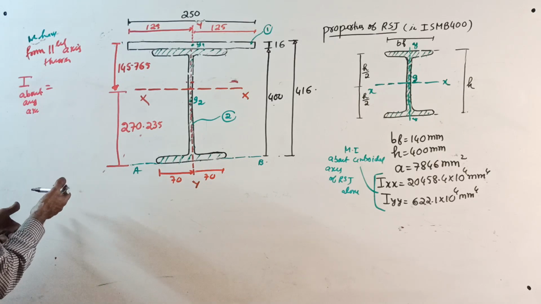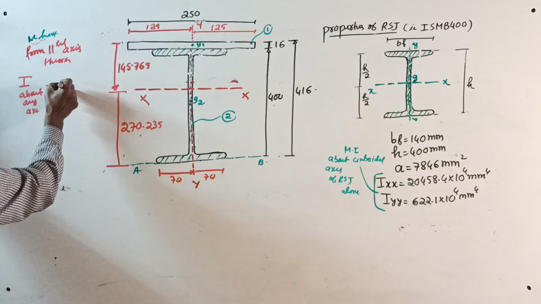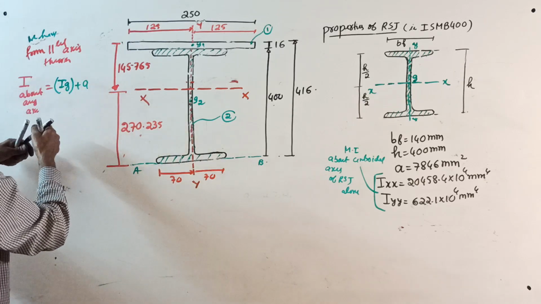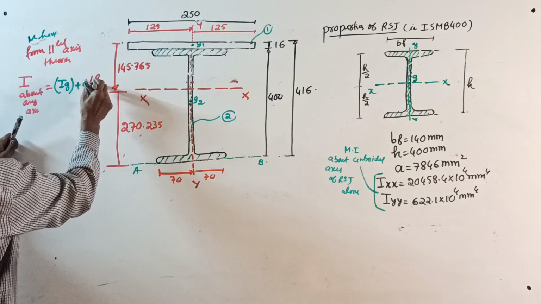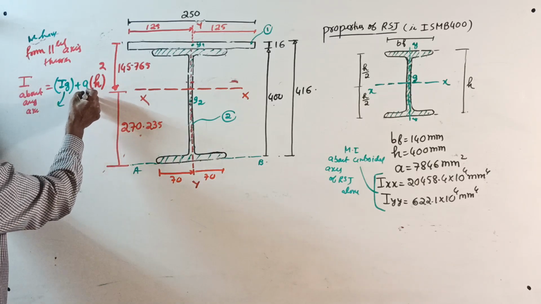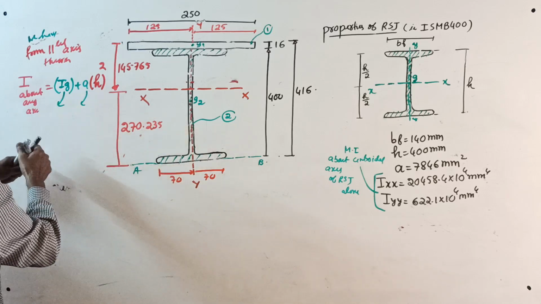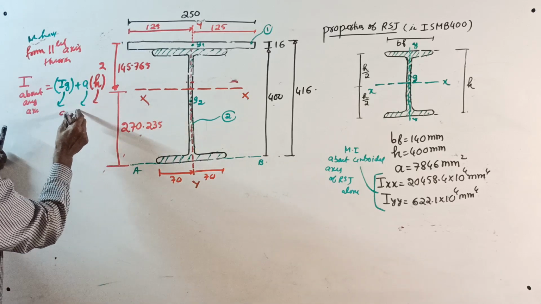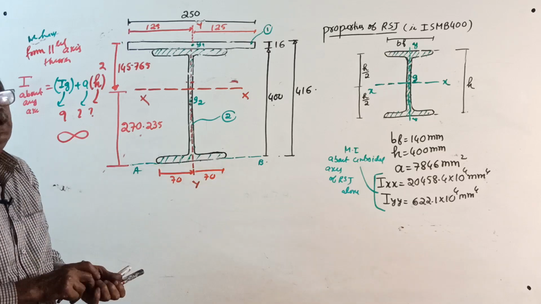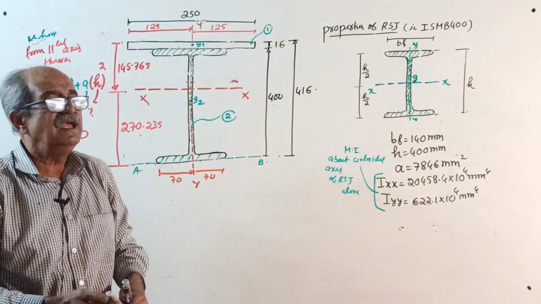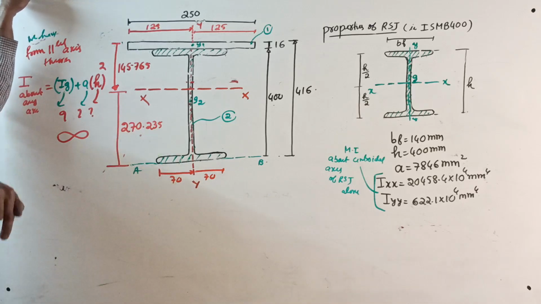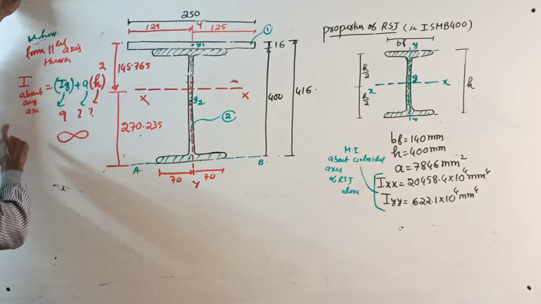Nobody should tell now, sir, what is this, not clear. Equal to Ig plus area into h square. What is Ig? What is area? What is h? These are all explained infinite number of times so far, so today I will not explain. Still briefly, Ig is moment of inertia about an axis passing through its own centroid parallel to required axis.